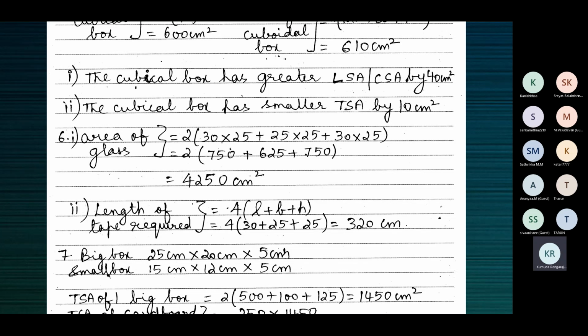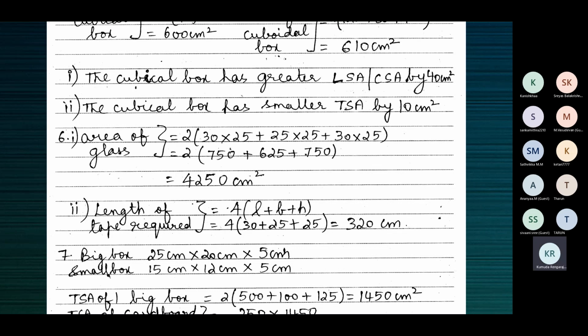If the cost of the cardboard is rupees, see, I told you rate and cost will be used interchangeably. Here, because it's given for 1000 centimeters square, they've used cost. If the cost of the cardboard is rupees 4 for 1000 centimeters square, find the cost of cardboard required for supplying 250 boxes of each kind. So each kind: 250 big boxes, 250 small boxes.